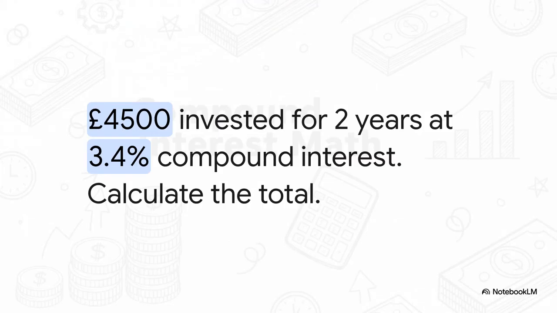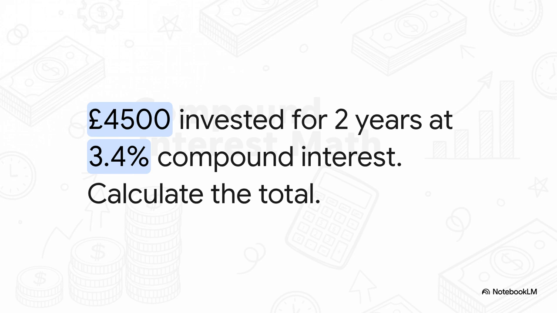Right, so here's the exact problem statement pulled directly from the exam paper. Andrew invests £4,500 in a savings account for 2 years. The account pays compound interest at a rate of 3.4% per year. Calculate how much Andrew has in this savings account at the end of the 2 years.